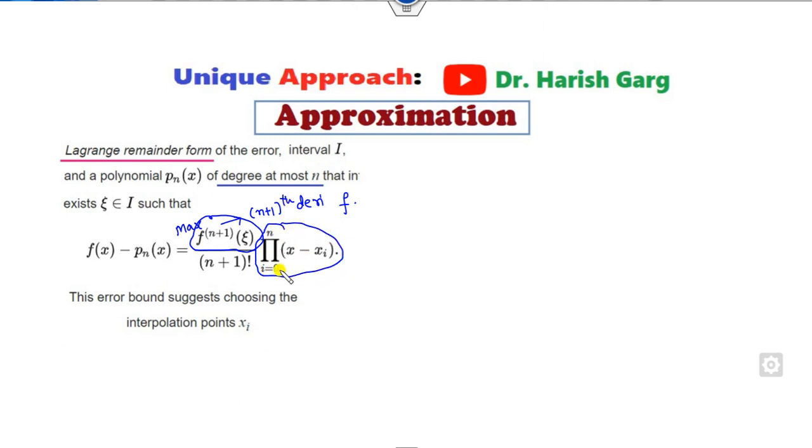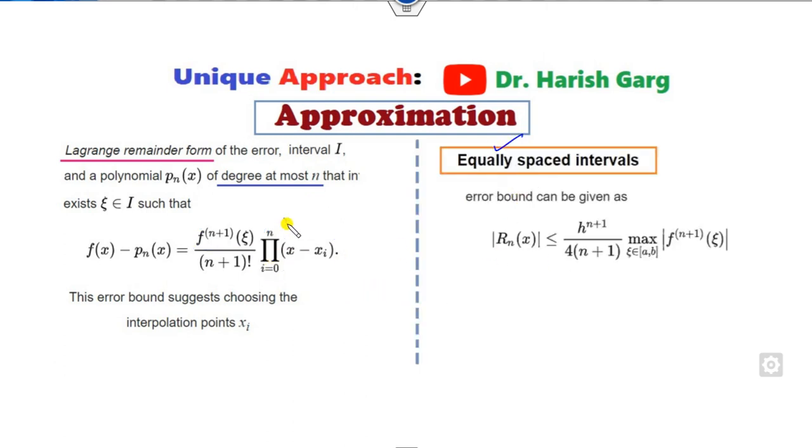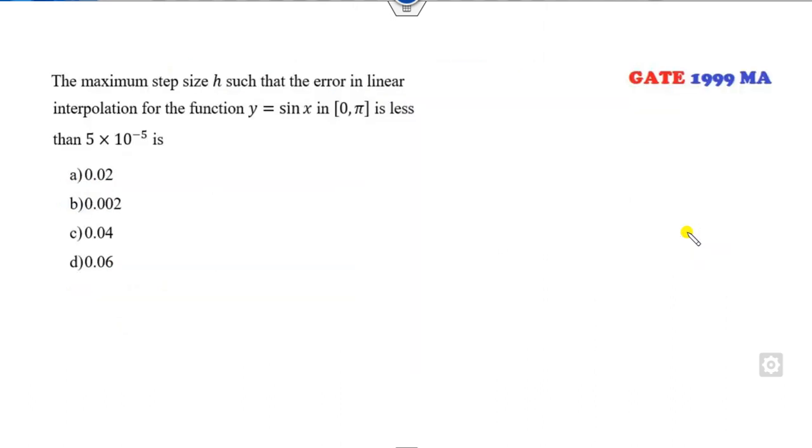If the points x minus xi are equally spaced, then instead of this product sign we can replace it by h to the power n plus 1. So make sure this is the nth derivative and this is the n plus 1th derivative. Now we will see how we can solve these problems.